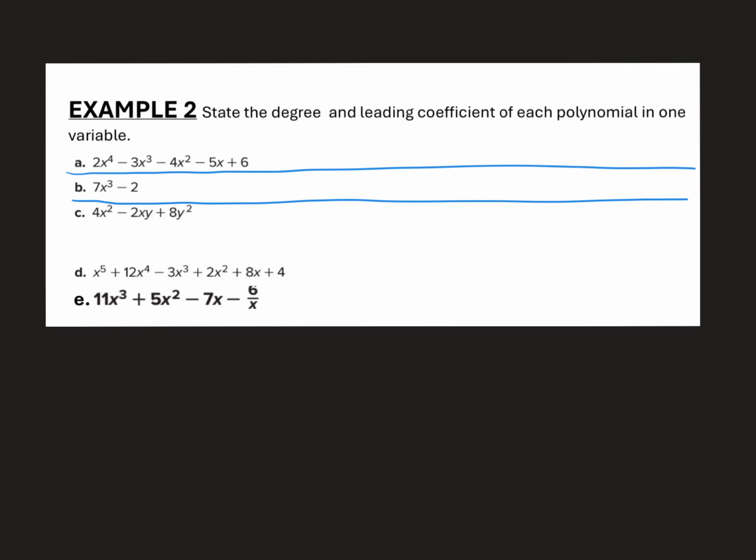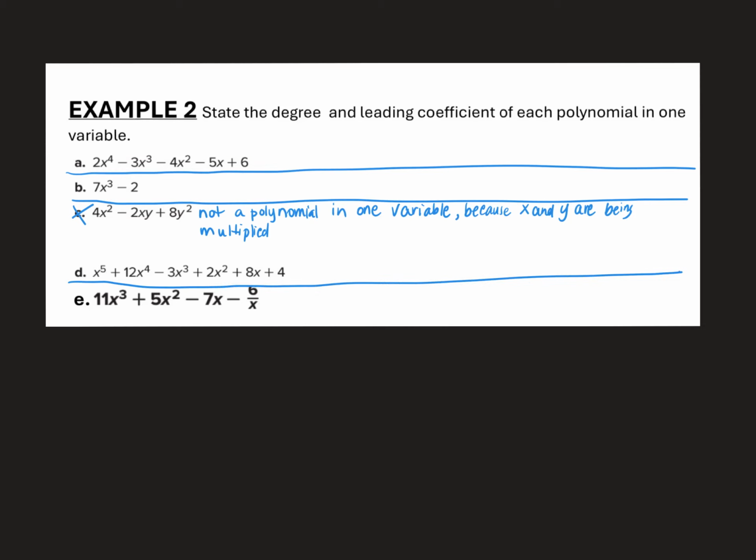For letter C, this one is not a polynomial in one variable, and that is because X and Y are being multiplied. So please write that down. You have enough space there to write that. So I don't have to name the degree and the leading coefficient because it's not a polynomial in one variable. Then for letter D, is that a polynomial in one variable? Yes, it is. So I will name the degree and the leading coefficient of that.